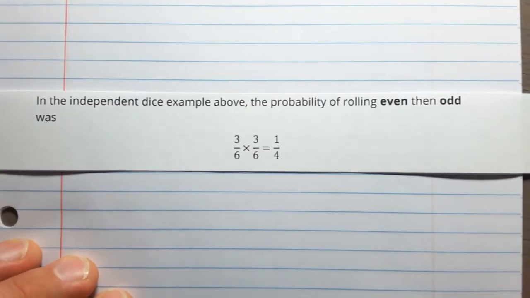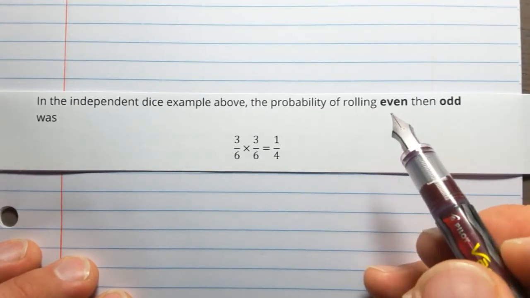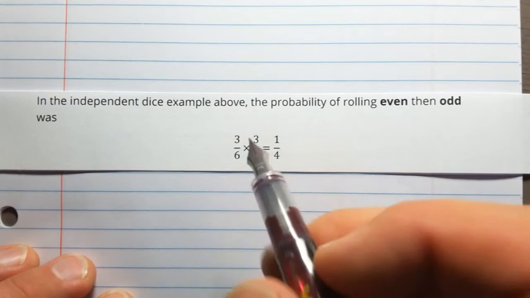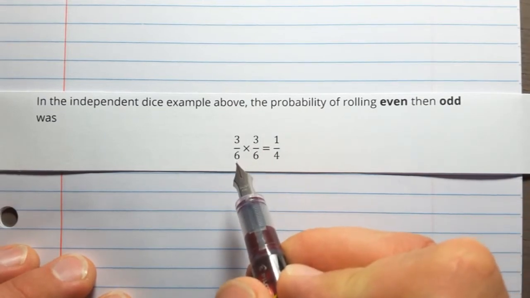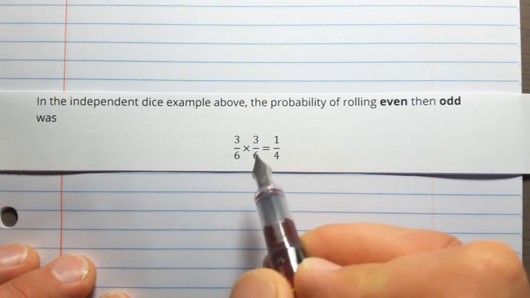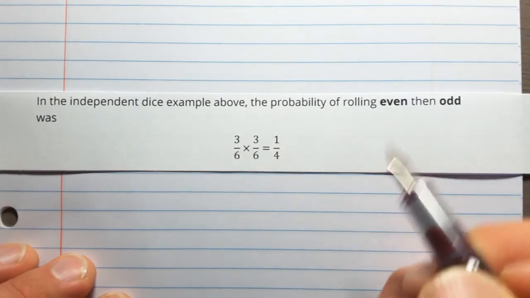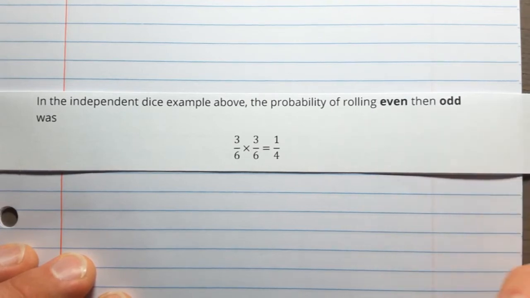In our example above, where we had to roll an even value on the die and then an odd value on the die, there was a 3 in 6 chance of rolling an even number and then a 3 in 6 chance of rolling an odd number. And that's a half times a half, which comes out to 1/4 as the overall probability of rolling even then odd. So just multiply, that's all.